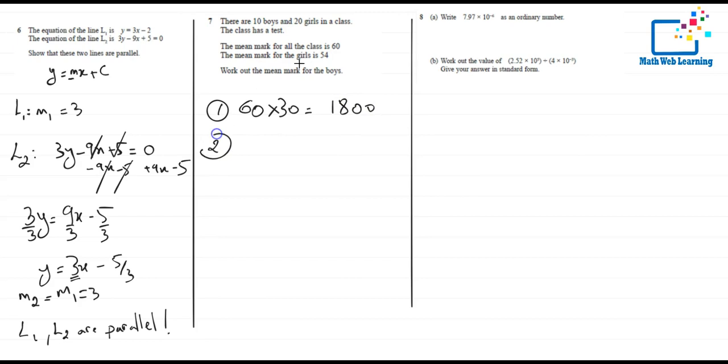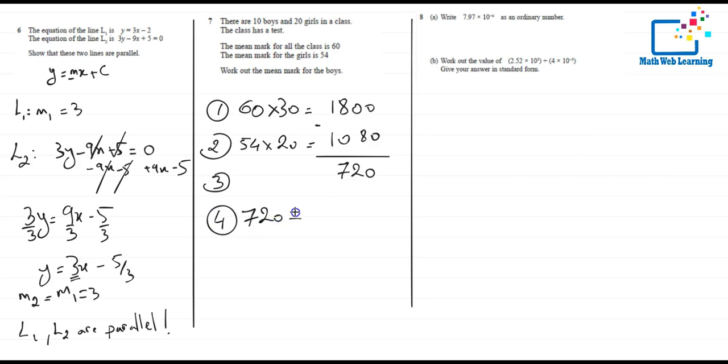Number 2, we count the total mark for the girls. That's 54 times 20, which will give you 1,080. Third step is to calculate the total mark for the boys. To achieve that, you minus these two numbers, and the answer is 720. That's the total mark for the boys. Number 4, calculate the average by dividing by the number of boys, which is 10, and the answer is 72.